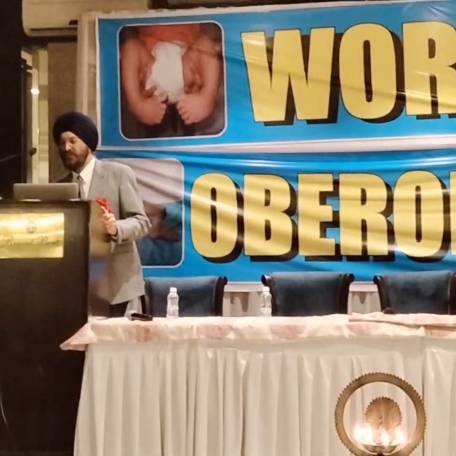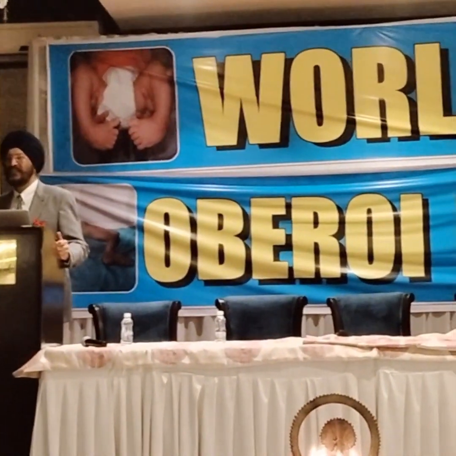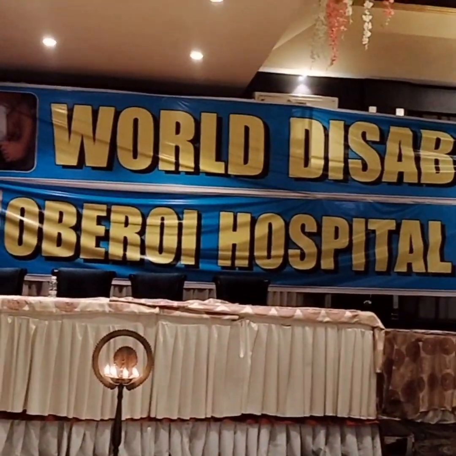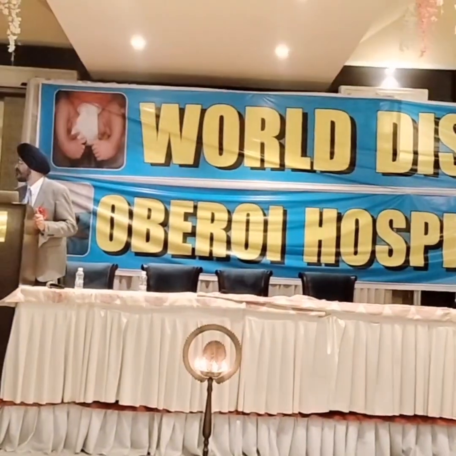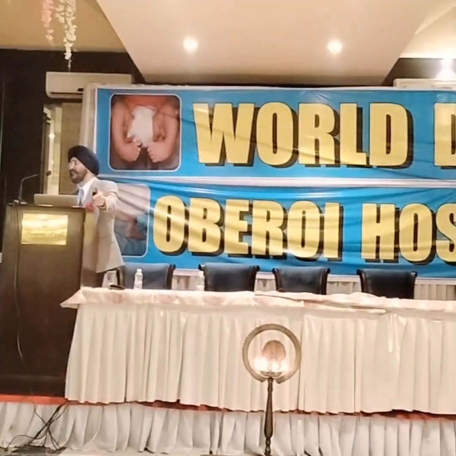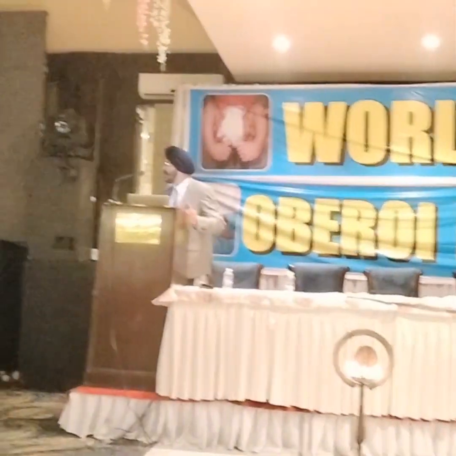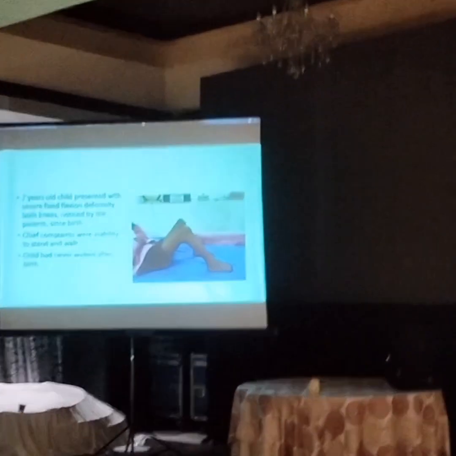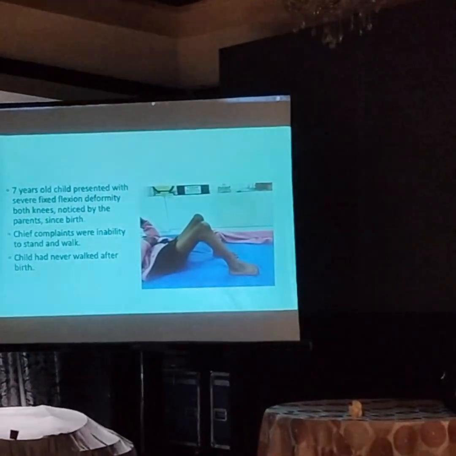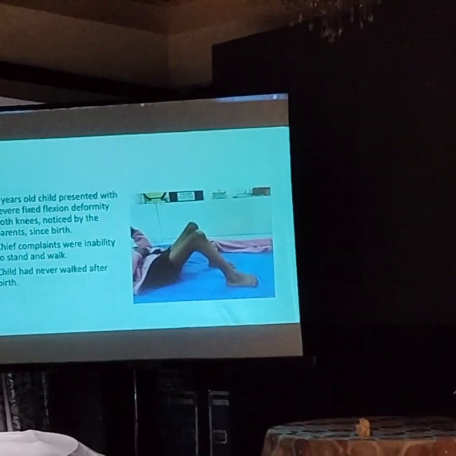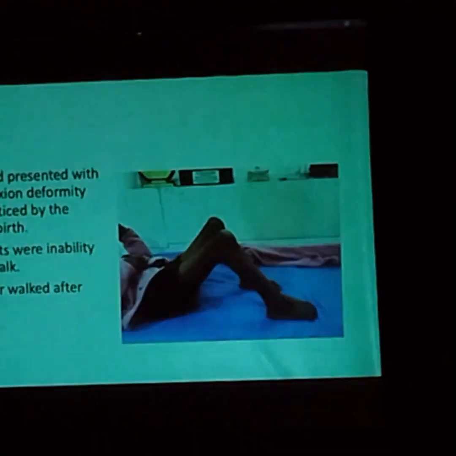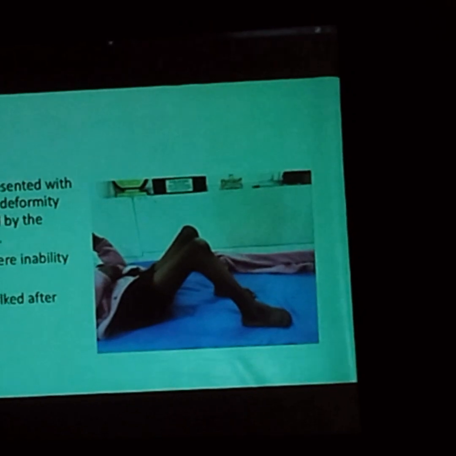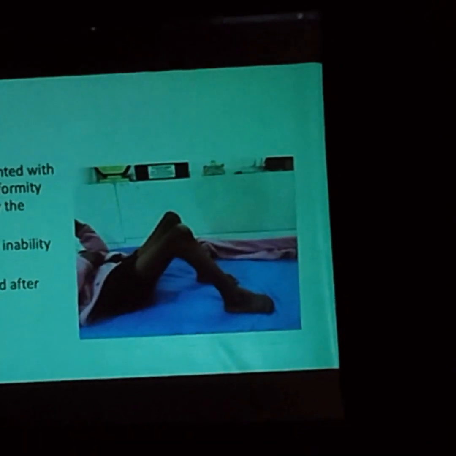Dr. Baldish talked about arthrogryposis. He said that in arthrogryposis the deformity becomes so severe it's impossible to correct, sort of. So this child, Satyam, who lighted the candle in front of you, had arthrogrypotic deformity since birth. This child is 7 years old, presented with severe fixed flexion deformity noticed by parents since birth. Chief complaints were inability to stand and walk. If the knees bend like this, the child cannot stand and walk. The child had never walked after birth.